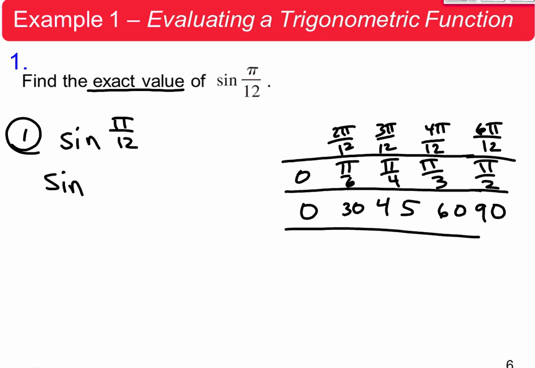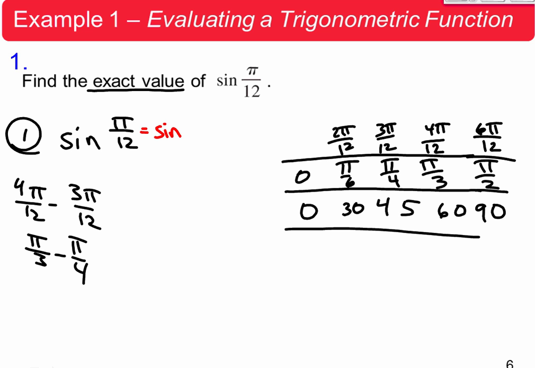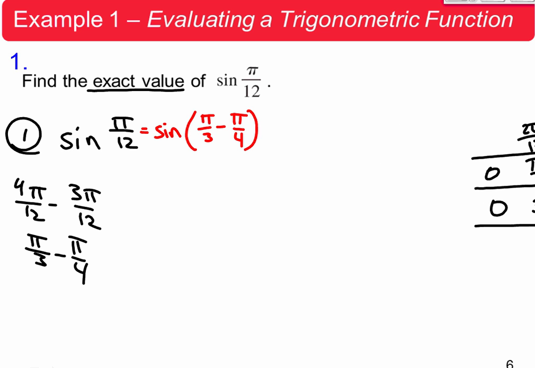So in my thinking through of that, I used 4 pi over 12 minus 3 pi over 12, which is pi over 3 minus pi over 4. So that's what our sine is going to be equal to: the sine of pi over 3 minus pi over 4. And just a little caution, because somehow people start doing funny things here.